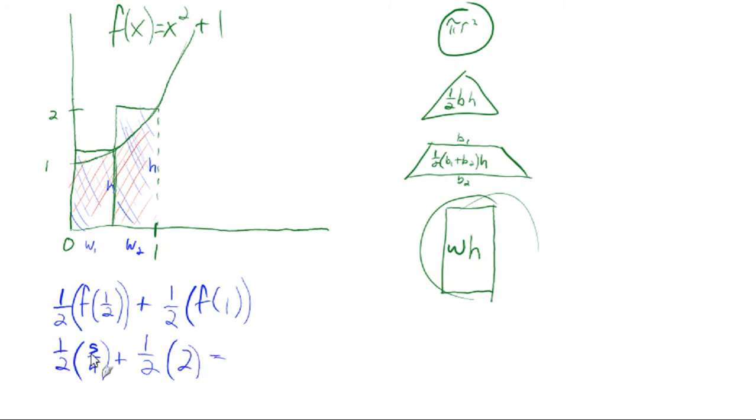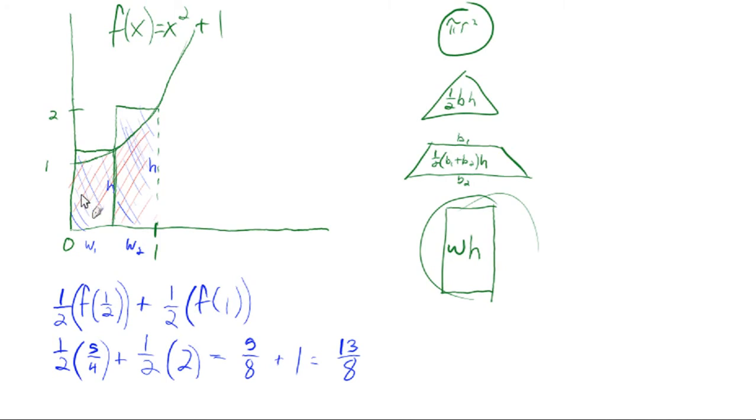So 1 half times 5 fourths is going to be 5 eighths plus 2 times 1 half is 1. So that's 8, 5, 13 eighths. 13 eighths is the area of these two triangles, or rectangles, excuse me.